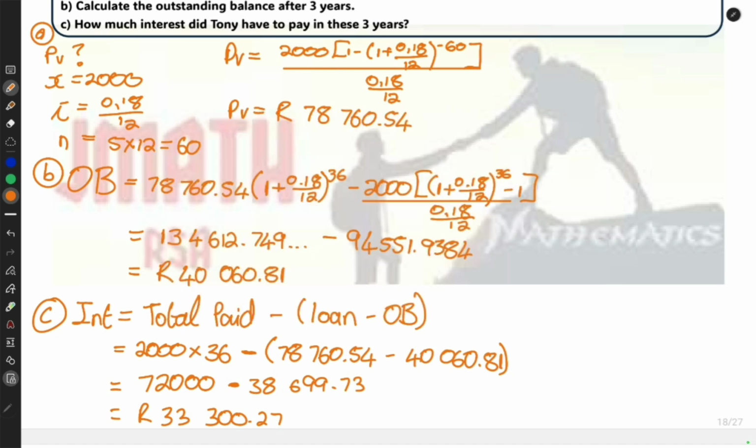Perfect. So it's quite ridiculous. It's almost 50% of what he borrowed that was just his interest. But that is how the real world works, unfortunately. Okay, guys, now you know how to work out the interest on a loan. I hope it makes sense.